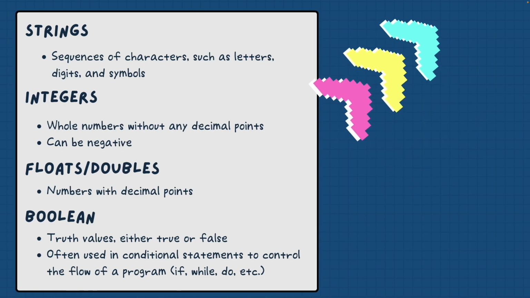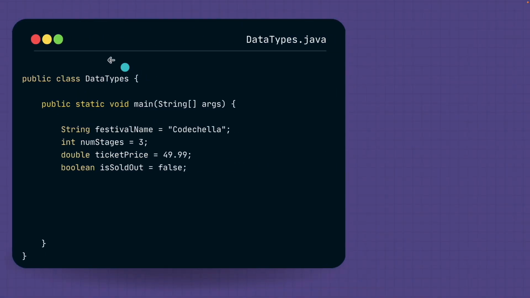Now let's look at a Java example. Here we have a typical Java program structure. We have the class name, the main method, and our variables. If you're unfamiliar with the structure, I have a separate video on this explaining the syntax, the structure, naming conventions, and so on. So let's take a look at our different variables.